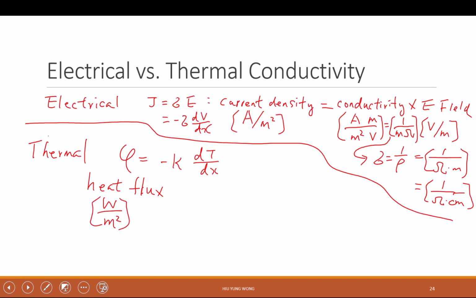So it is watts per meter squared, just like what you have here, amperes per meter squared. It is the power, how much power goes through an area, right? It equals the thermal conductivity times dT/dx, which is the gradient of the temperature.